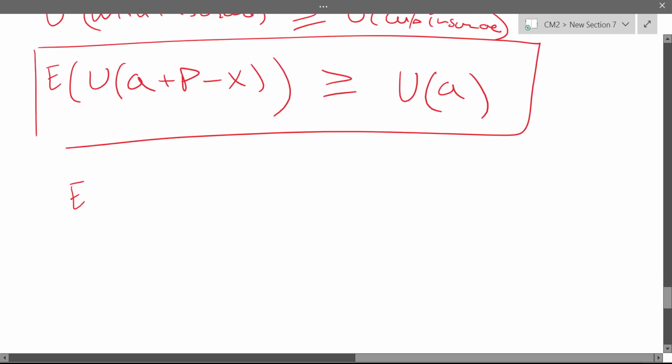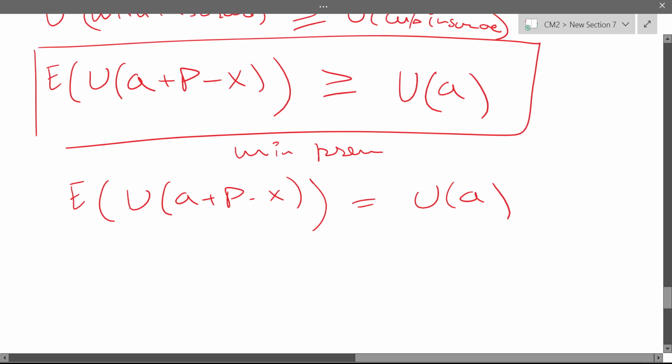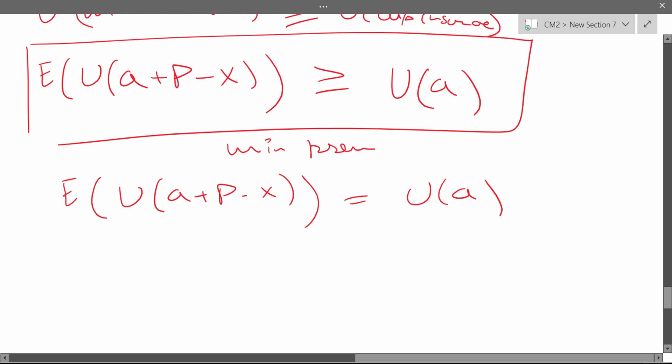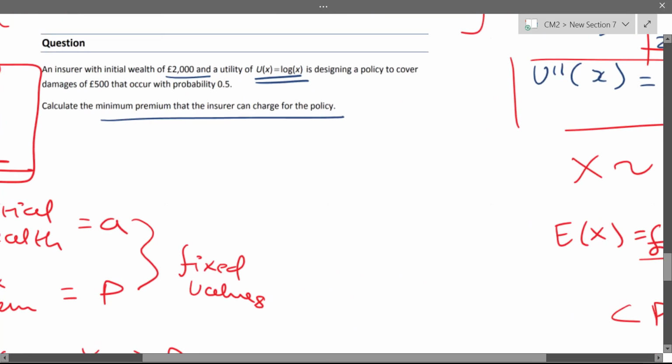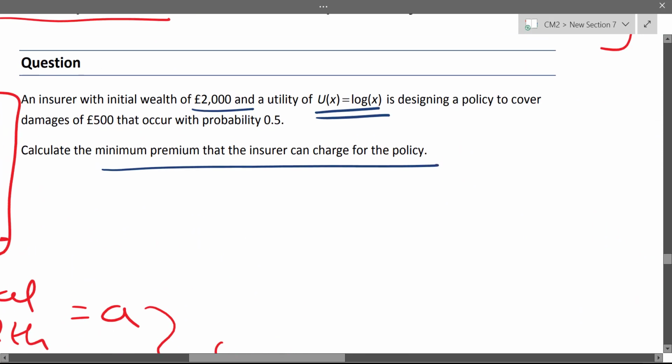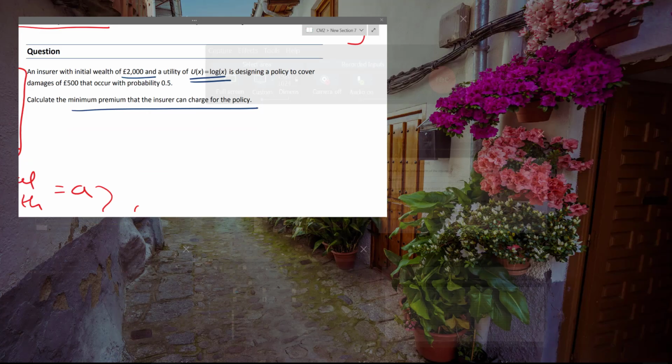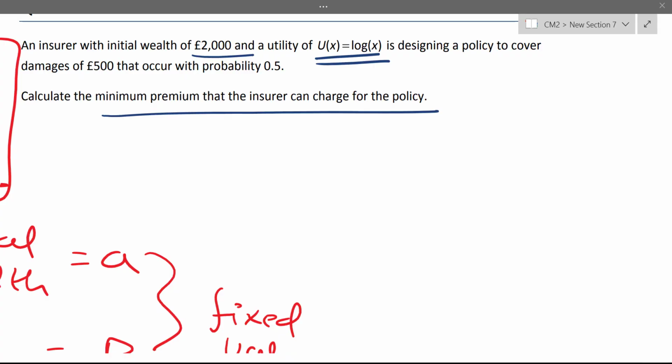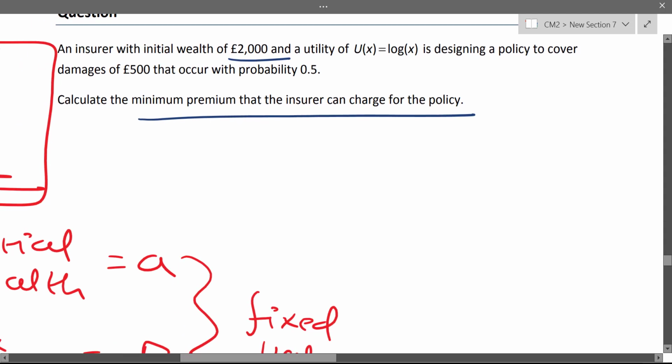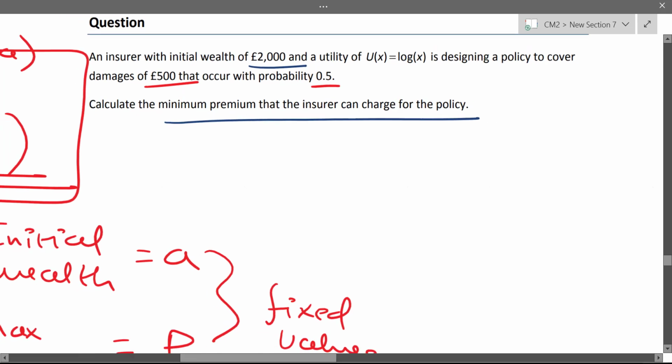So if you want to find the minimum premium, you will focus on the equality. This is the simple point. Now, if I want to find the minimum premium in a particular case, let's take this example. An insurer with an initial wealth of £2,000 and a utility function that is log of X is designing a policy to cover damages of 500 that occur with a probability of 0.5, a discrete distribution. Calculate the minimum premium that the insurer can charge for the policy.